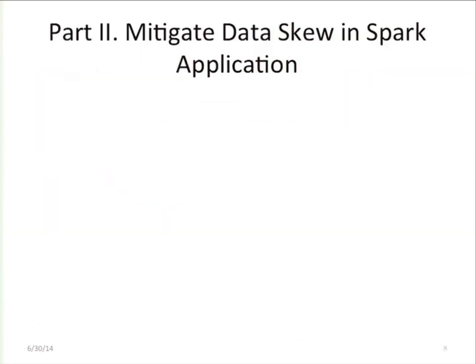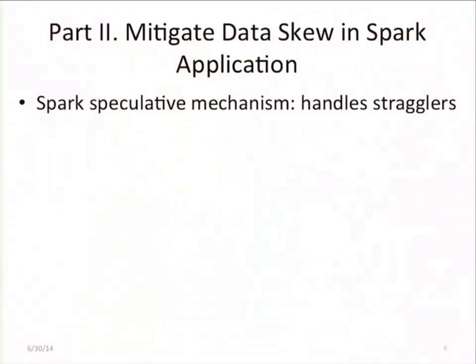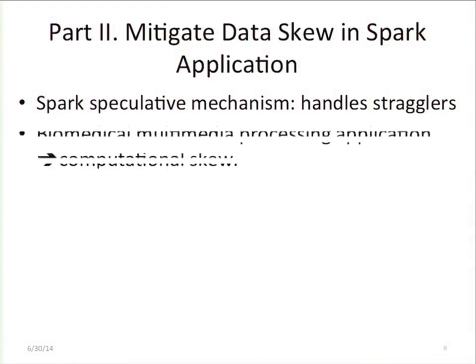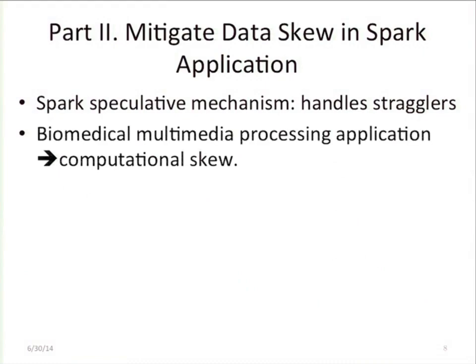Okay, in the second part, I'm going to talk about how to mitigate the data skew in our own Spark applications. We know that Spark has provided a speculative mechanism which can handle the stragglers, AKA the slow nodes. But there are a lot of other applications, like the biomedical multimedia processing applications we use, that can generate a very high computational skew.